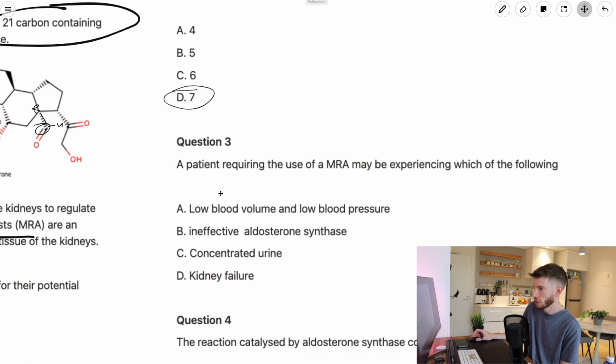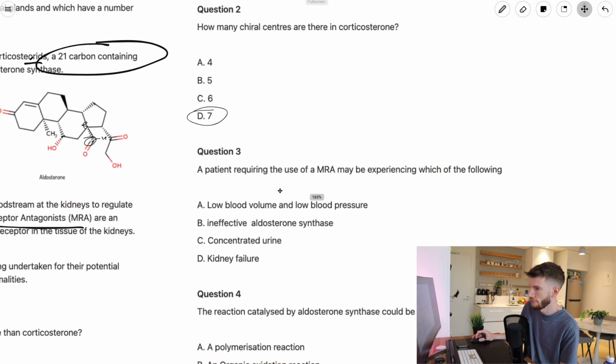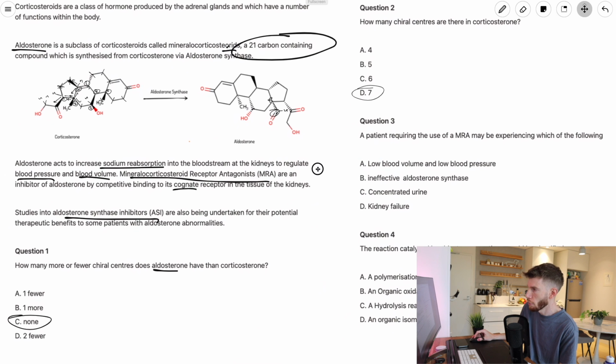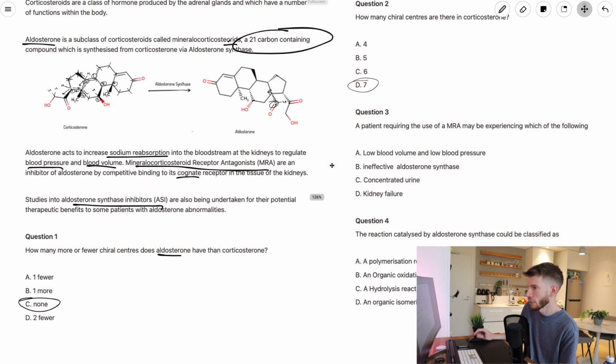Question 3: a patient requiring the use of an MRA may be experiencing which of the following? So if we go back, because truthfully I would have forgotten at this point exactly what MRA was, and I'd want to confirm it. MRA was an antagonist to any receptor of a mineralocorticosteroid, and aldosterone is classed as one of those. So really it's a type of aldosterone inhibitor. And what does it do? It inhibits aldosterone by binding to its receptor. So effectively it's blocking the active site of its receptor.